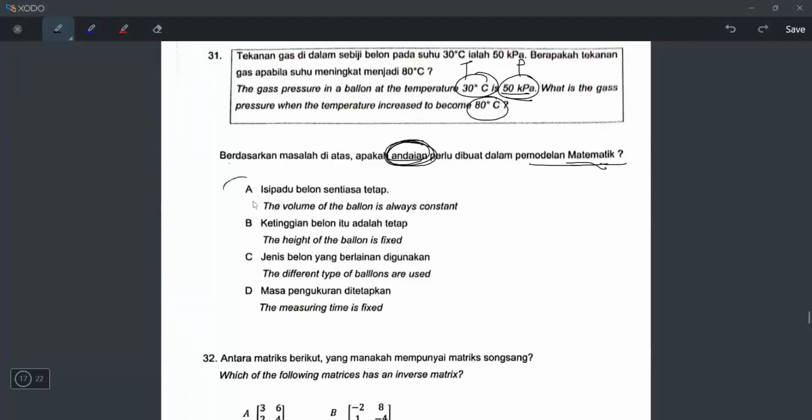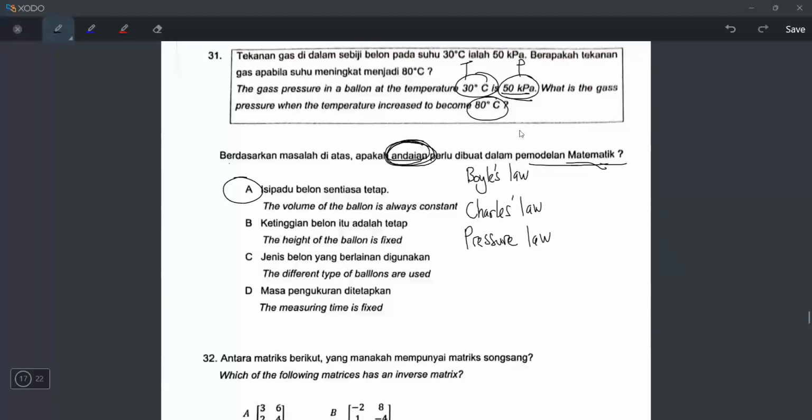Okay, let me just tell you the answer. The answer is A. Okay, the answer is A. And why is it A? Because this is actually a physics question. It's like a physics question because you learn about 3 laws in your physics. Okay, first is the Boyle's law. And then second, we have the Charles' law. And then the third one, I think, is called the pressure law. Okay, pressure law.